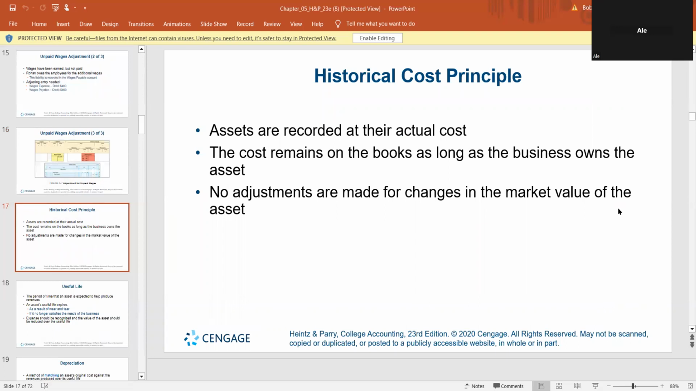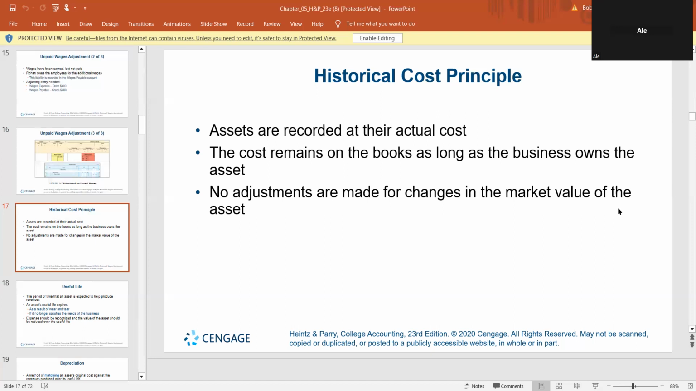In other words, you buy a machine for $10,000. And after a couple of years, it turns out that that machine is a popular collector item for people. And you realize you can sell that machine for not $10,000, but for $100,000. You cannot record that gain at that time. You can never record a gain until you actually make the sale.